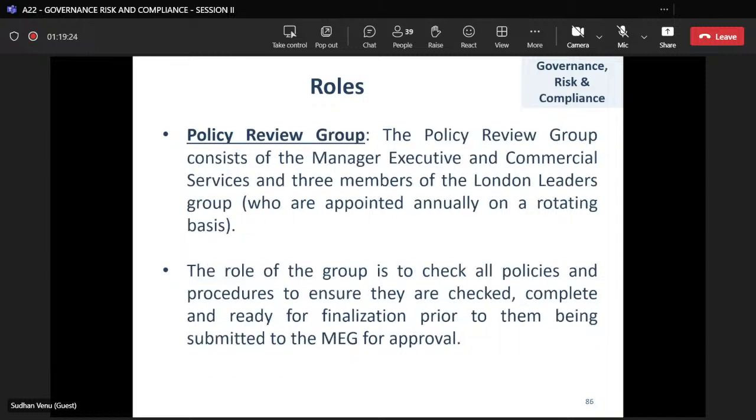The review group will review all the policies created by the author, and the owner will be assigning those to authors, and the coordinator will be effectively managing, approving and reviewing the policies. The review group consists of managers, executives, commercial services, and 3 members of the leaders group, who are appointed annually on a rotating basis. The role of the group is to check all the policies and procedures to ensure they are complete and ready for finalization prior to being submitted to the MEG for approval. So these are the roles in the steering committee.